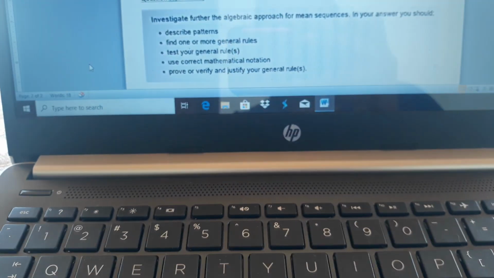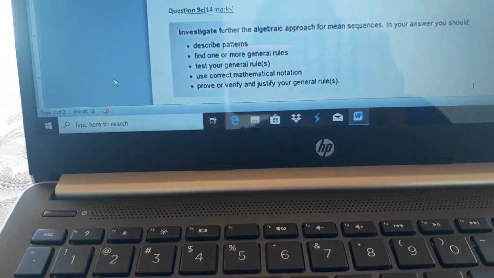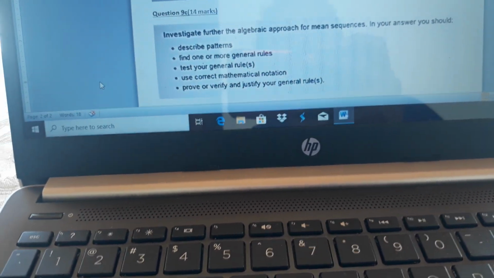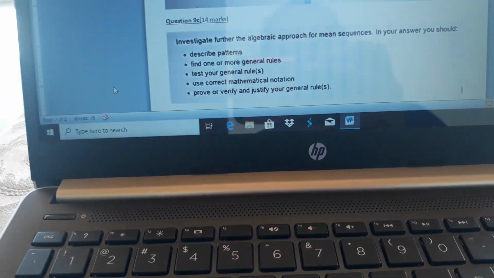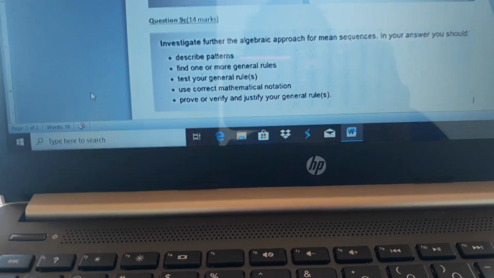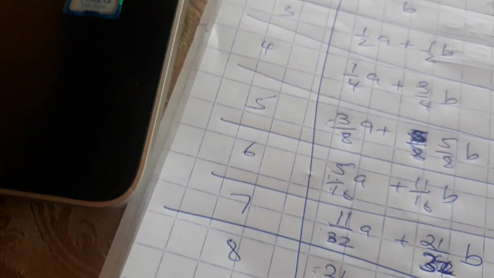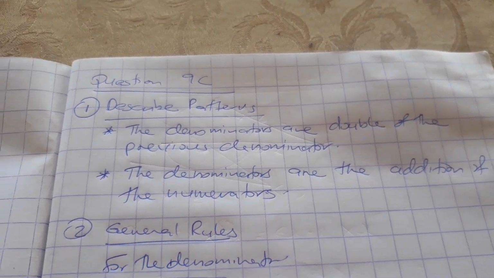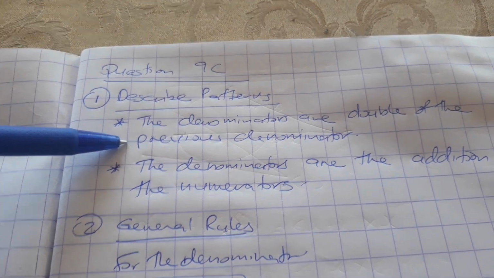It says investigate further on the algebraic approach for the mean. In your answers, you will have to describe the pattern, find one or more general rules, test your rule or rules, use correct mathematical notation, and prove, verify, and justify your rule. So I'm looking at each point at a time, and this is how I want you to be answering it. So describing the pattern. Keep in mind, describing the patterns is always in terms of sentences and not mathematical equations.